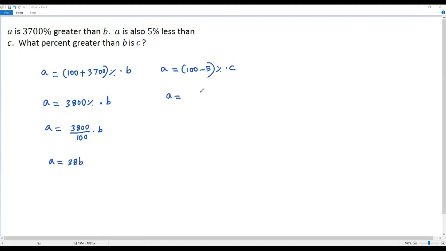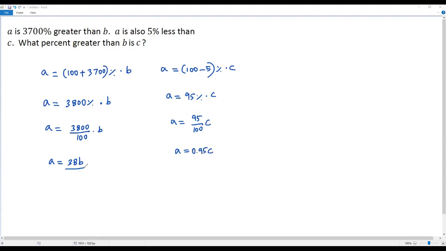Okay, now let's do some simplification over here. That is A equals to 100 negative 5 is 95. That is a 95 percentage times C. And we can write this percentage as a fraction. Then we get 95 over 100 times C. A equals to, when I divide 95 by 100, I am getting 0.95 times C.